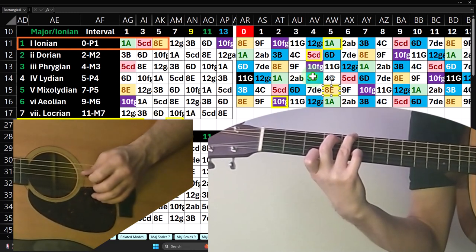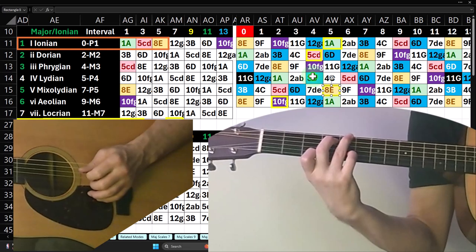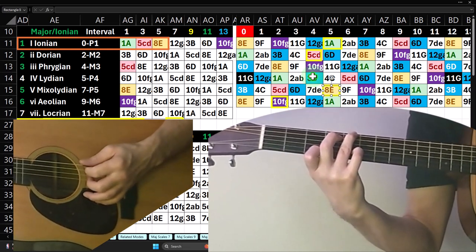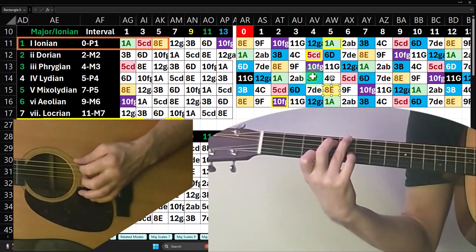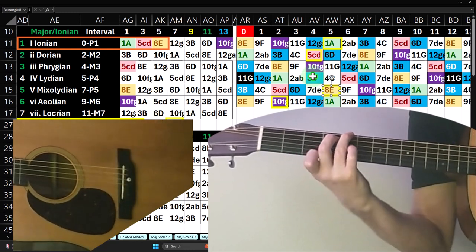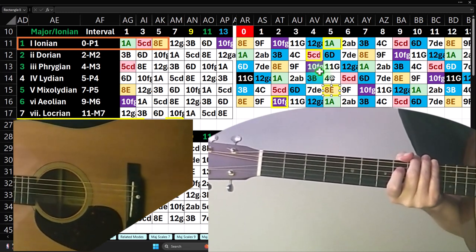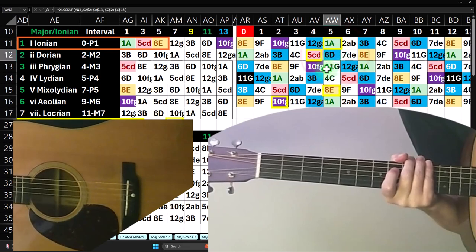The problem is I got this G that I can't really mute. It's okay to ring out. Well, yeah, it's kind of a problem. All right, moving on. Let's go to the next string. Let's find like the D major.